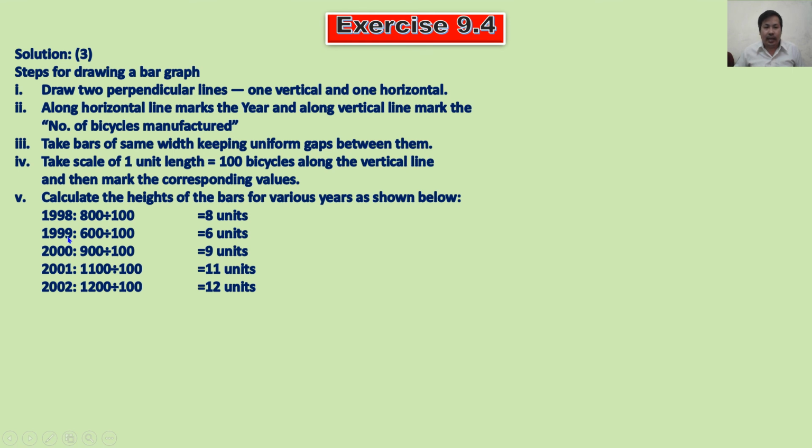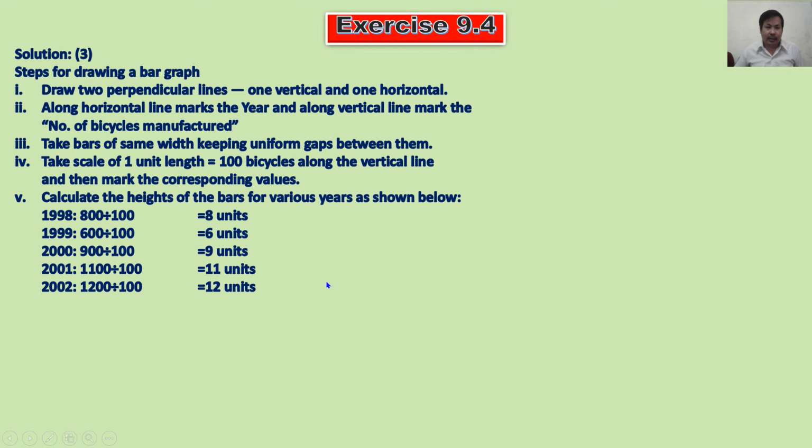Now in 1999, 600 bicycles are produced, and how much will the height be? 6 units, dividing by 100. All are divided by 100, and we are getting the units. How many units are we going to draw? We are going to draw at least 12 or 13 units on the vertical line, that is the number of bicycles, isn't it?